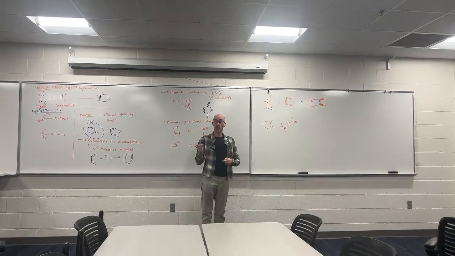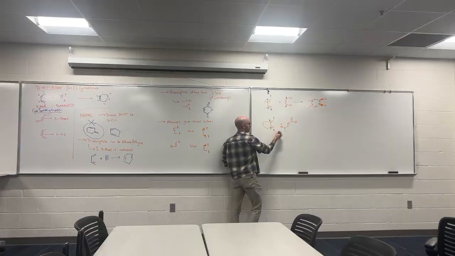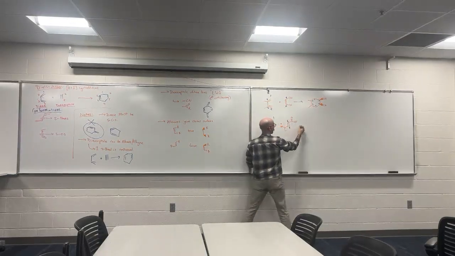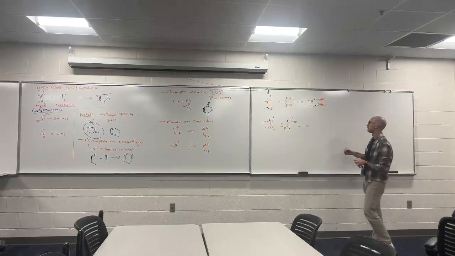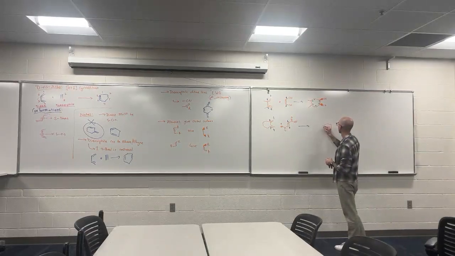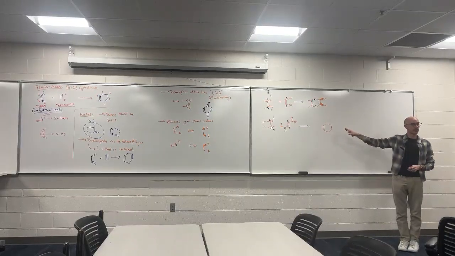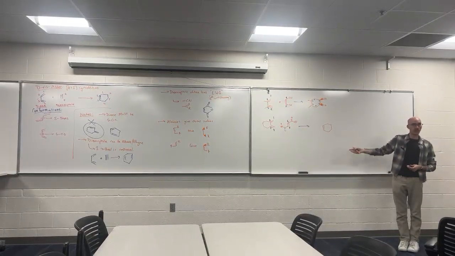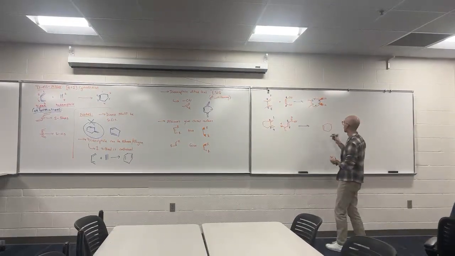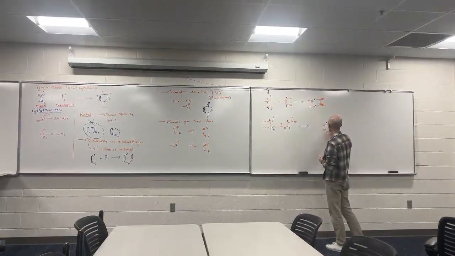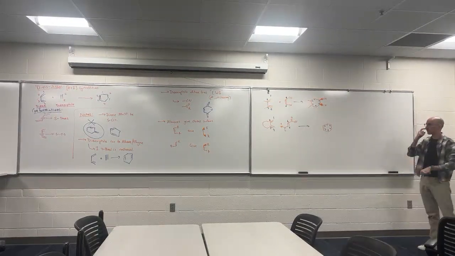I'm going to label positions 1 through 4 and 5 and 6. When I start predicting my product, what should I draw? Cyclohexene. Always draw cyclohexene. Cyclohexene will be in the product, always. And then label positions 1 through 6. That double bond is always at positions 2 and 3.